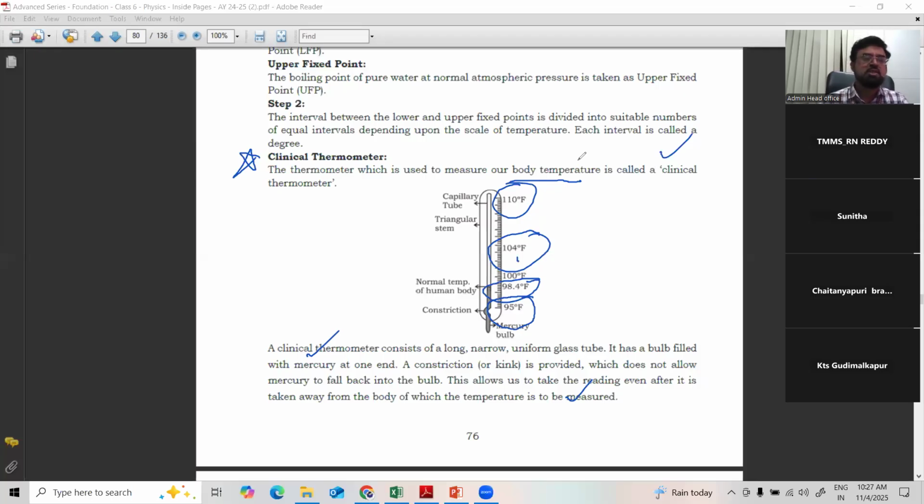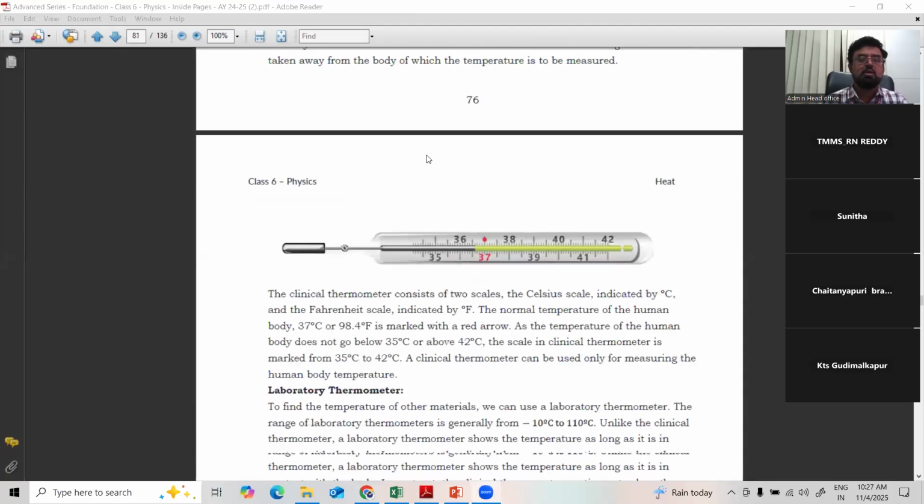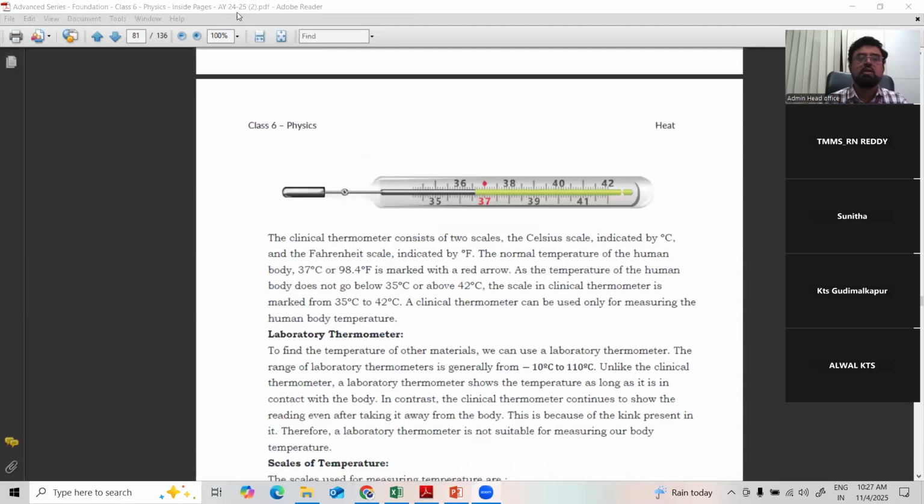So this is about the clinical thermometer, how to measure temperature by using it. It is one kind of thermometer; later we will come across many others. This is also given here, the clinical thermometer. You can see the Celsius scale here, along with the Fahrenheit, starting from 35 to 42.